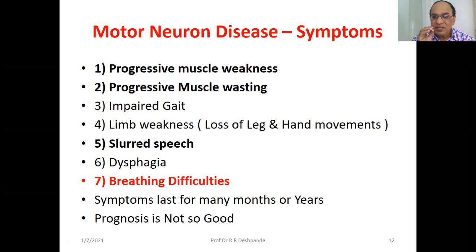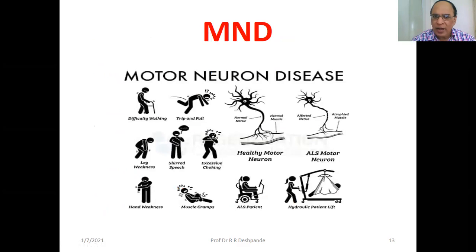This is in Marathi. He said, Raja, my name, please come and see. I do not understand what is happening with me. Slurred speech, dysphagia, difficulty in deglutition, breathing difficulties. Symptoms last for many months or years, and the prognosis, I'm very sorry, sadhya sadhyatva. The prognosis is not so good. The patient is going to die.